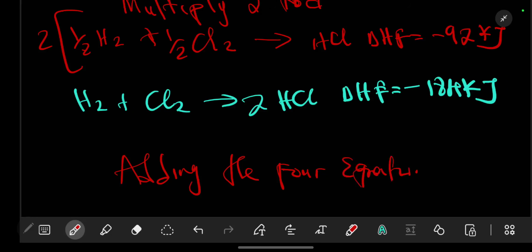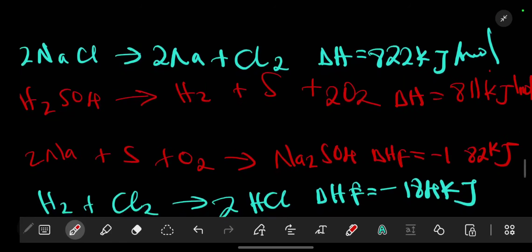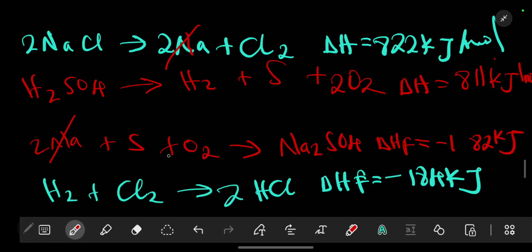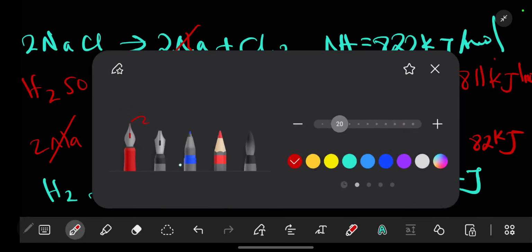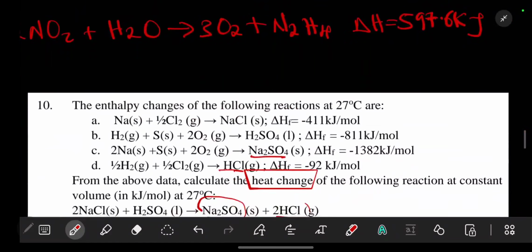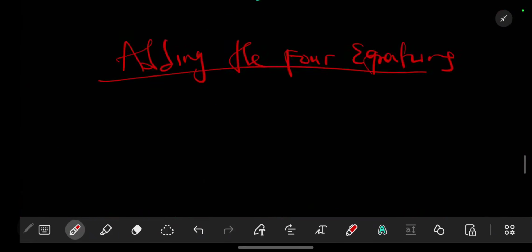Then adding the 4 equations, that is what we are going to say, adding the 4 equations we are going to have. So what we are going to do is cancel whatever is common on different sides. So what do we have? So this is our sodium. Sodium has got the same number, so we cancel it. What else can we cancel? Looking at the sulfur, it is the same here. Even this one, there was a 2 here, if you recall. So we have 2O2.